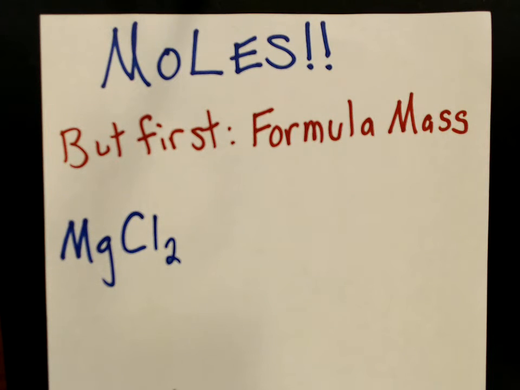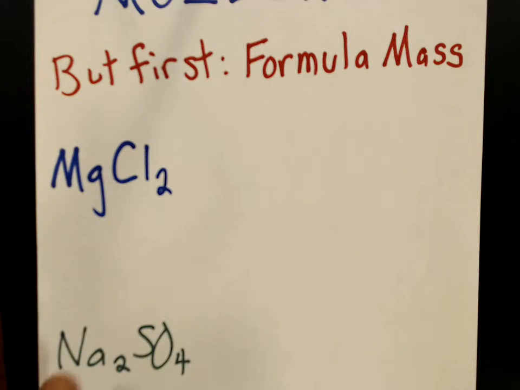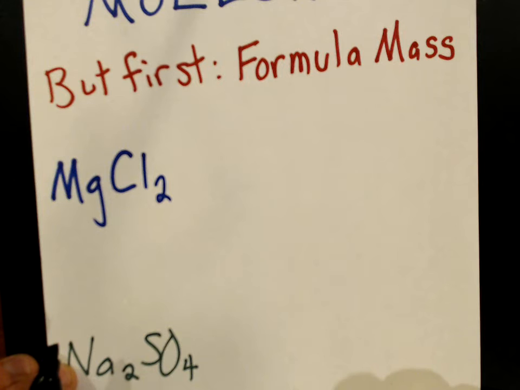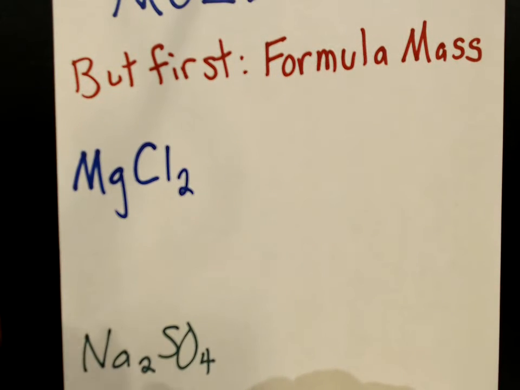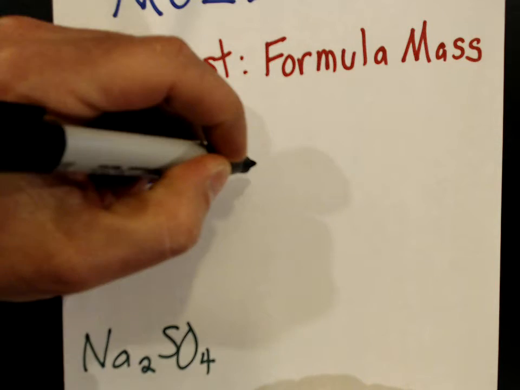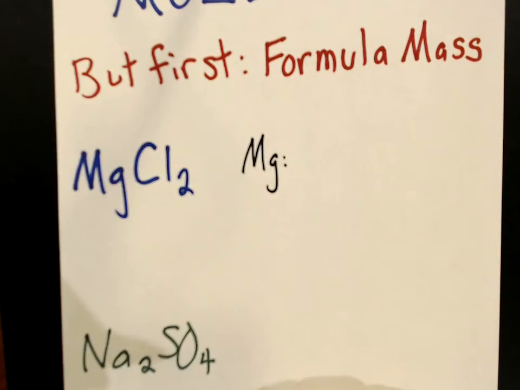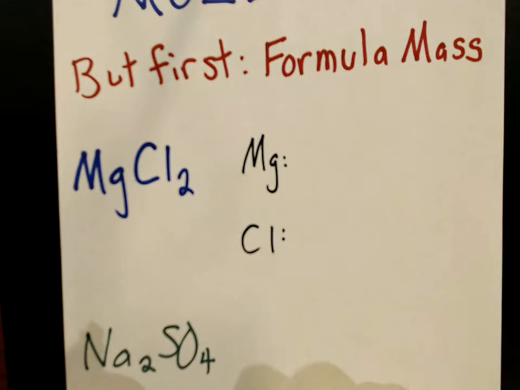I've got 3 examples to show you. The first one is this compound called magnesium chloride. Ignore this one for now. That's our second example. So how do you calculate the formula mass for magnesium chloride? Well, it's not all that complicated. First, list the elements in magnesium chloride. Okay, so magnesium chloride is made of magnesium and chlorine. Wonderful. That's not that bad.